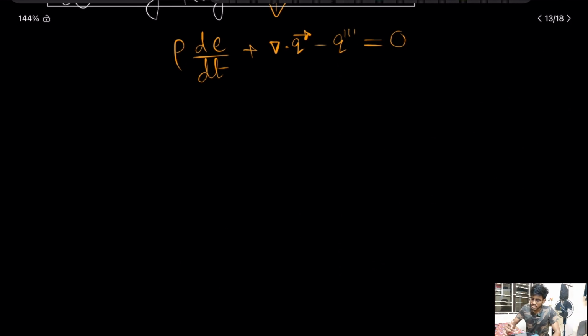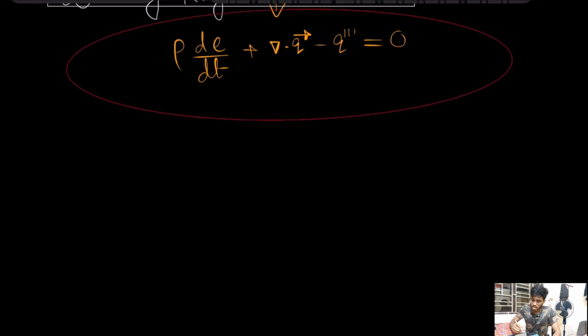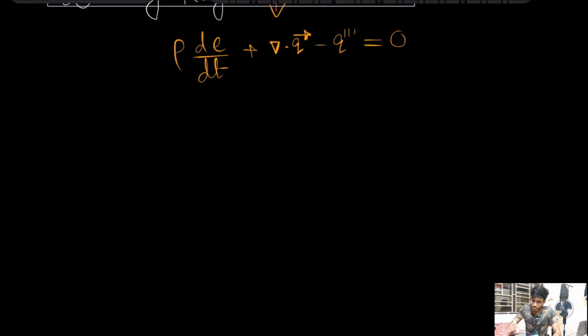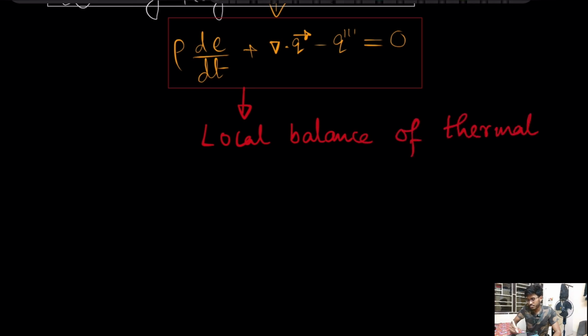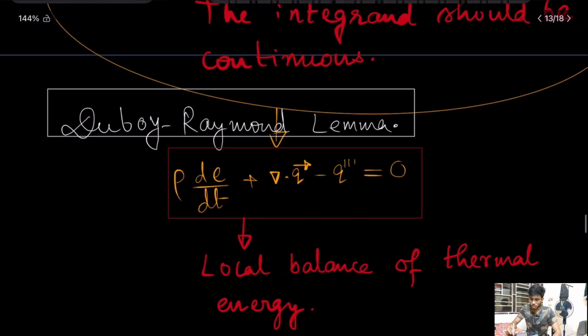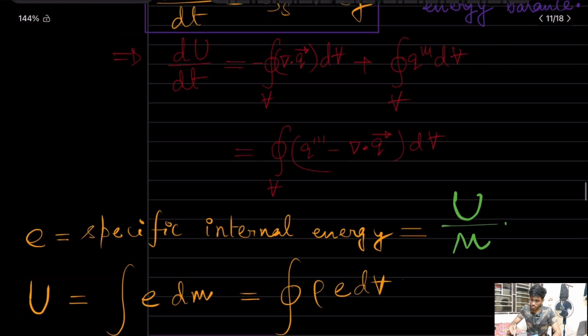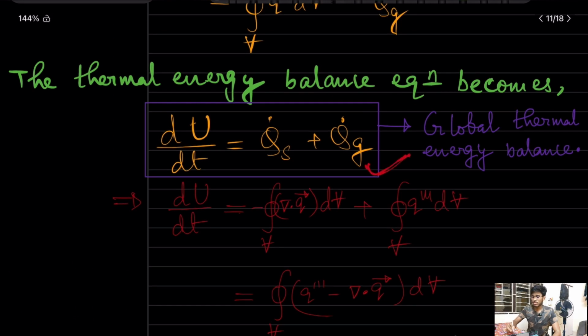So now, why is it not becoming a box? Okay, so this is the local balance of thermal energy. This is essentially the differential form, and this was the integral form.